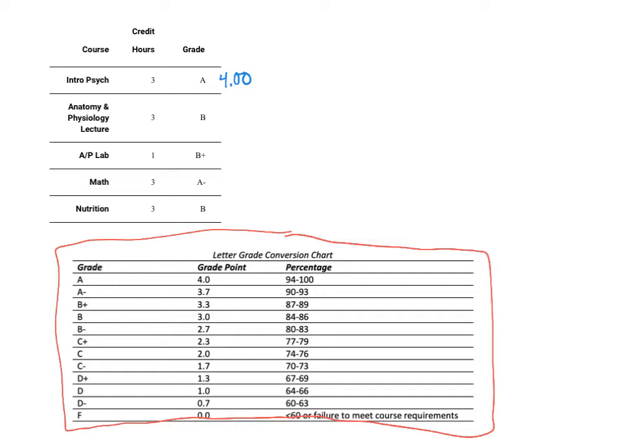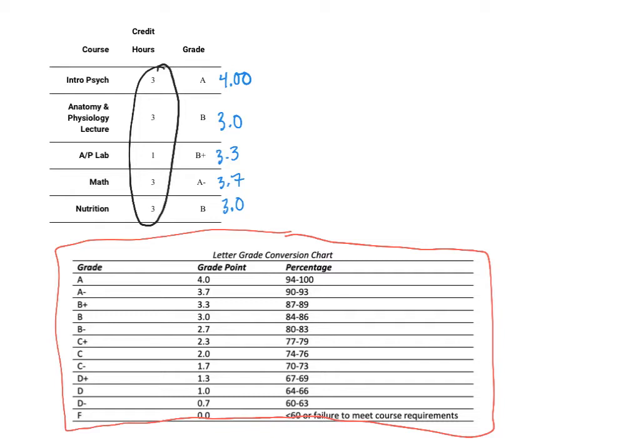A B, that is, according to this chart, a 3.0. A B plus is a 3.3. An A minus is a 3.7, and a B is a 3.0. Now we can calculate the grade point average based on weights, a weighted mean or a weighted average. Now in this case, the weights aren't a percentage, but the weights for each one of these is determined by the credit hours. So how many credits that class was.